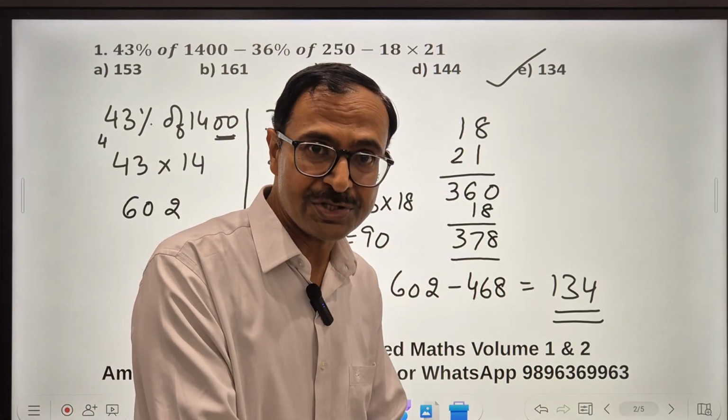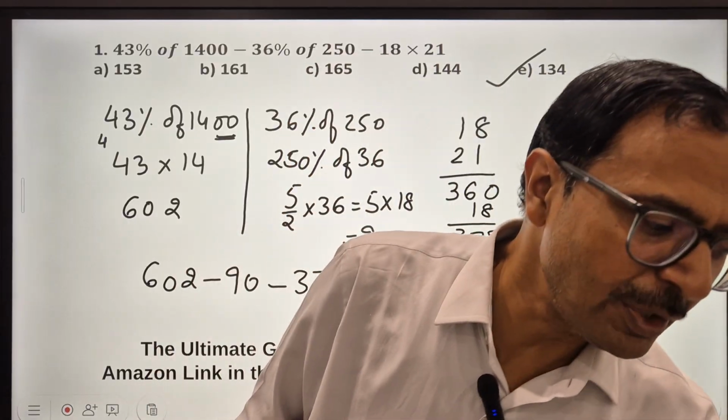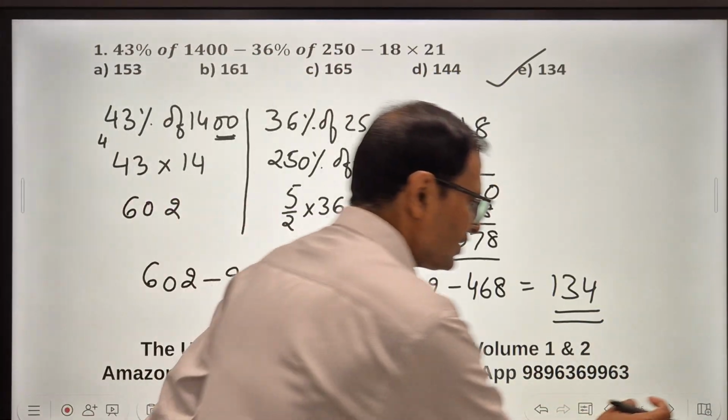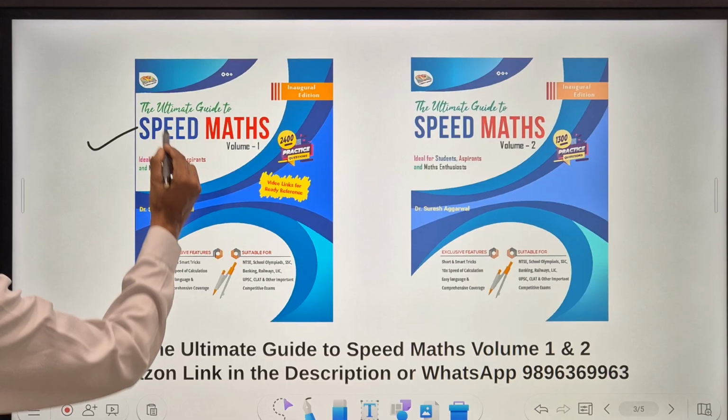I'm going to take more questions and you will see the beauty of these speed maths books. Just a glimpse of the books first. The Ultimate Guide to Speed Maths.